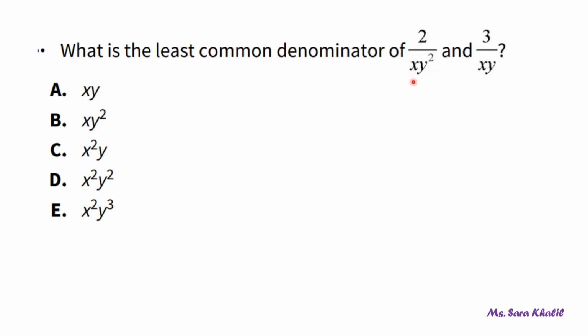So x appeared once here and once here, so the answer has x in it. Now you can exclude C, D, and E because the answer has only x. And how many y? 1 y or y to the power of 2? Again, we take each variable the greatest number of times it appeared, so we're going to take y squared, and so the answer is B.